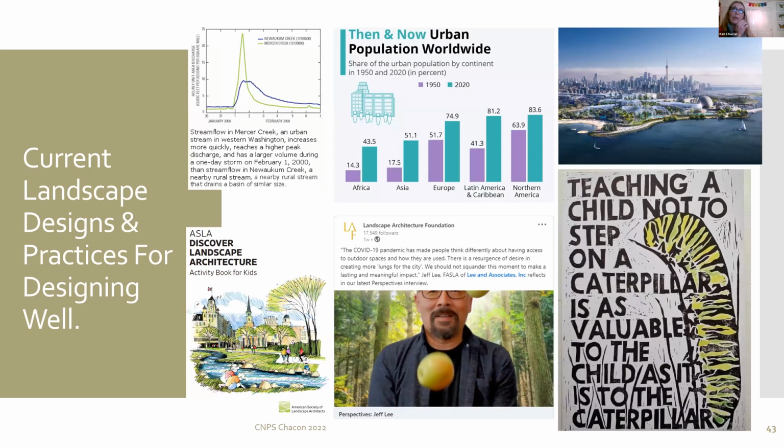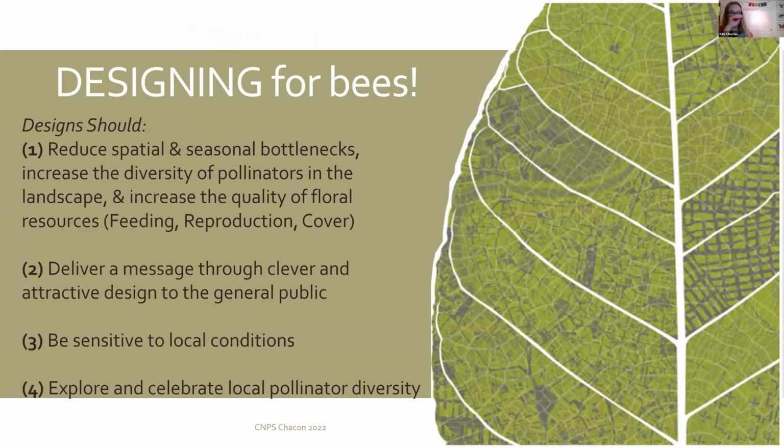Just to give you kind of an overview, there are more people living in cities now than in recent history. So for a long time, we were in cities, then we went more rural in the US, and now we're more urban again. And so there's an increased emphasis on improving urban areas, since that'll improve most people's lives. So designing for bees, I'm going to remind you, we're going to reduce spatial bottlenecks, temporal bottlenecks, we're going to deliver a message, we're going to be sensitive to local conditions, and we're going to do it artistically and celebrate what's amazing about bees.